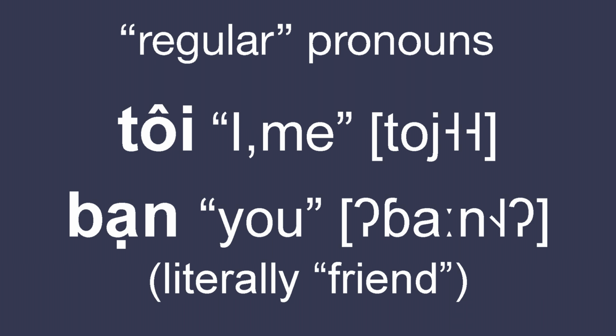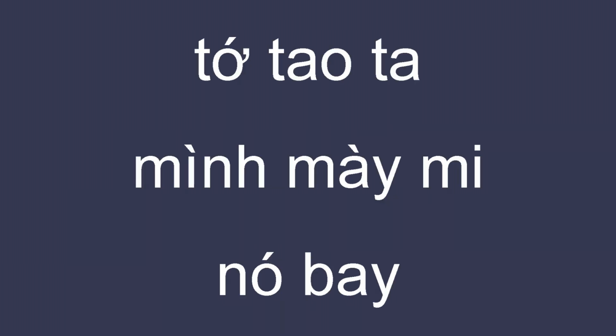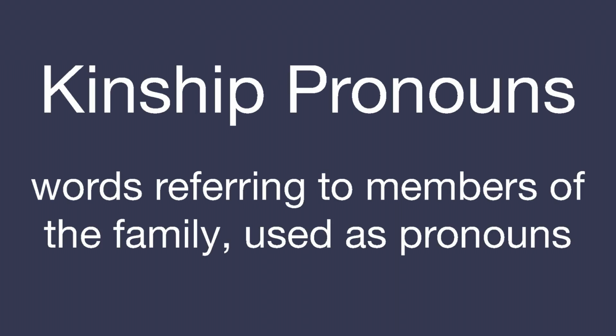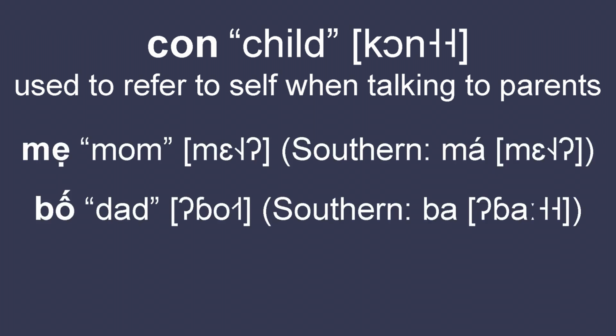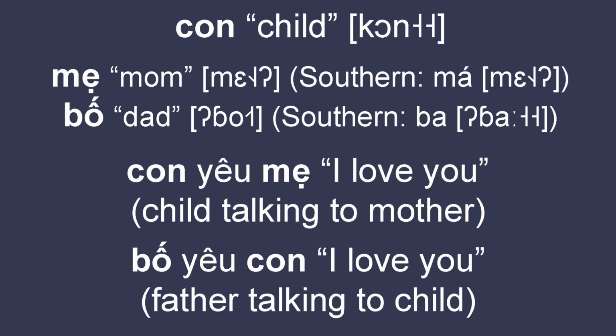Aw, how sweet. Vietnamese has plenty more of these typical pronouns, but it also has kinship pronouns, which are words referring to members of your family used as pronouns. When someone is talking to their parents in Vietnamese, they can refer to themselves as con, which means child, and refer to their parents as mẹ, meaning mother, and bố, which is father. Parents likewise can use these pronouns when talking to their children, just using mẹ or bố to refer to themselves and con to their child.